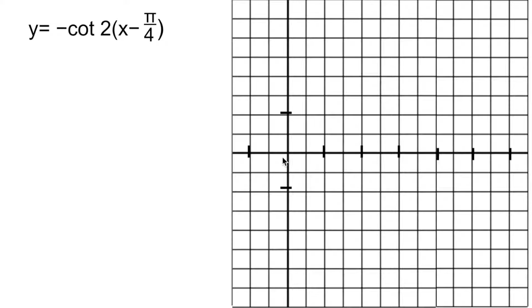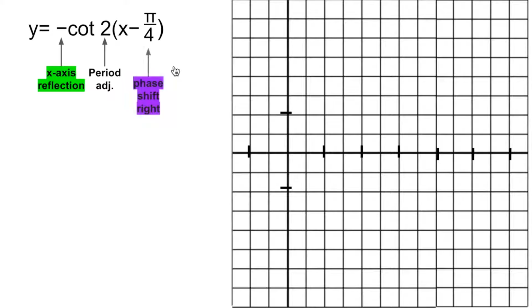The equation is y equals negative cotangent of 2 times x minus pi over 4. The negative in front of the cotangent signifies an x-axis reflection. The 2 after the cotangent signifies a period adjustment, and the negative pi over 4 signifies a phase shift to the right.